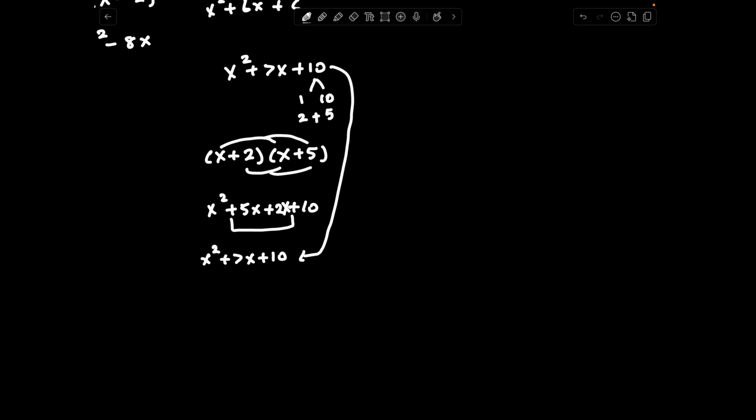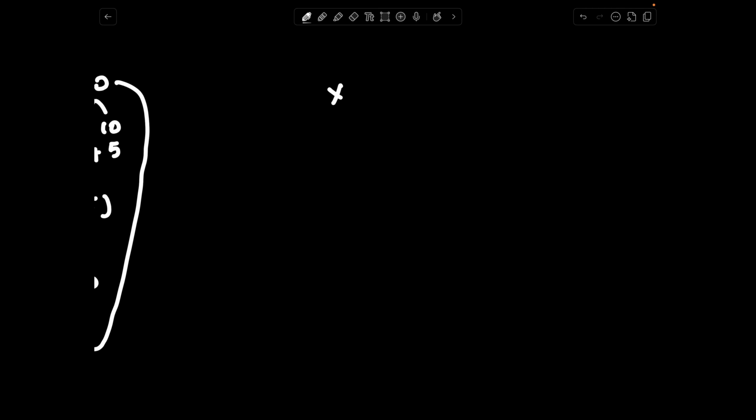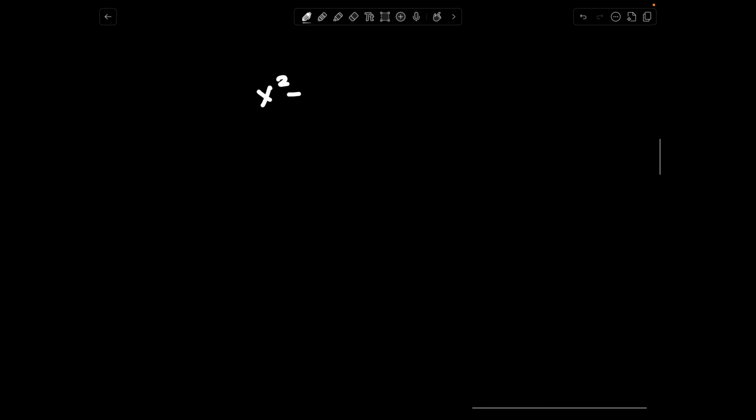Now let's say I'm given a negative. Let's say I'm given x squared minus 5x minus 6. Still kind of the same thing. Now, if the last term is positive, both numbers have the same sign. If the last term is negative, then one number will be positive and one will be negative. So let me show you how to do that.